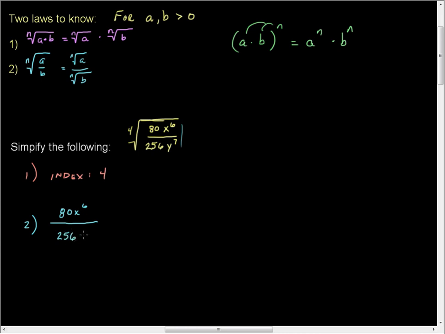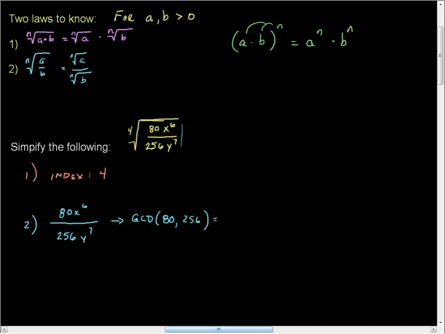And so 256y to the 7th. Okay, in order to simplify this, I need to find the greatest common divisor. And so I'm looking for the greatest common divisor of 80 and 256.